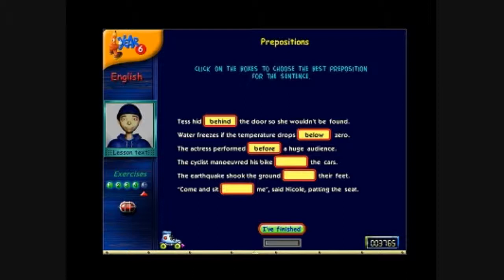The cyclist maneuvered his bike beside the cars. Beneath the cars? Between the cars? Probably between it. The earthquake shook the ground beneath their feet. Come and sit beside me, Nicole, patting the seat. It looks like I'm right because they're all different this time. I wasn't really paying attention if I had any doubles in the last one. Otherwise I would have known one was wrong.